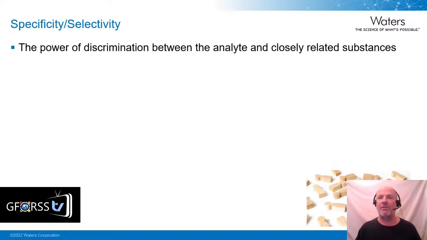Specificity is defined as the power of discrimination between the analyte and any closely related substances. And there are two scenarios that we need to look at. The first is where there might be a component or components coming from the matrix, co-extracted out of the matrix, which may interfere with measurement of our analyte, or there actually might be other analytes that we are testing for, which might interfere. So for example, if we're looking for one specific sulfonamide, we need to be sure that other sulfonamides in the sample do not interfere with our measurements.